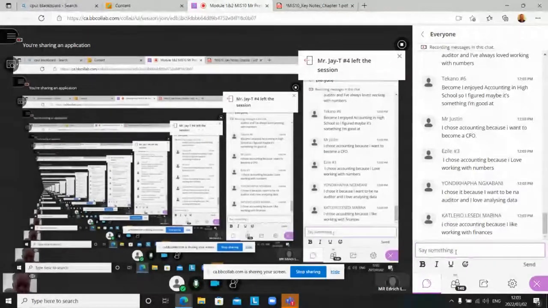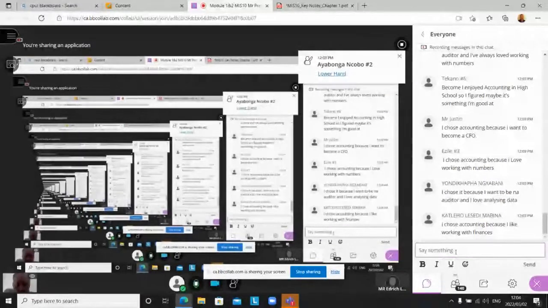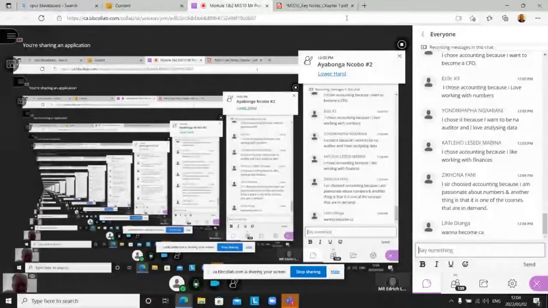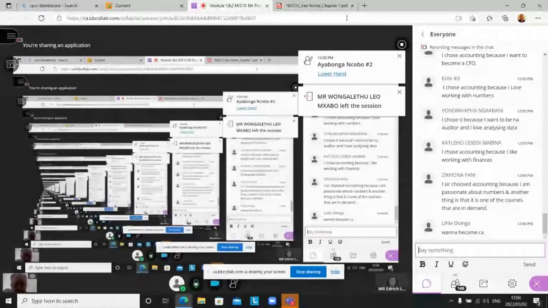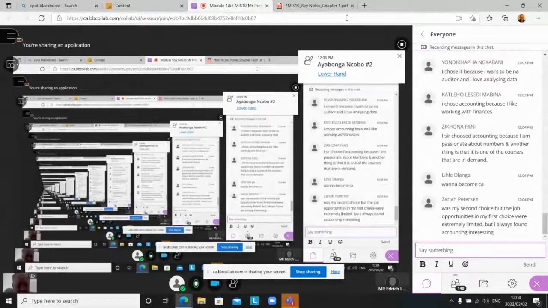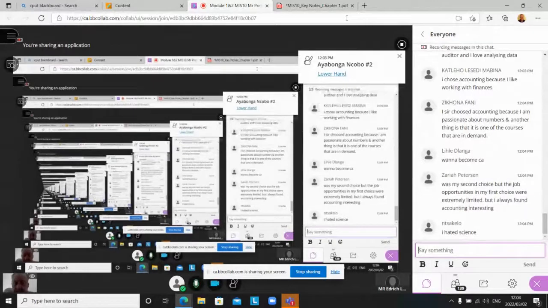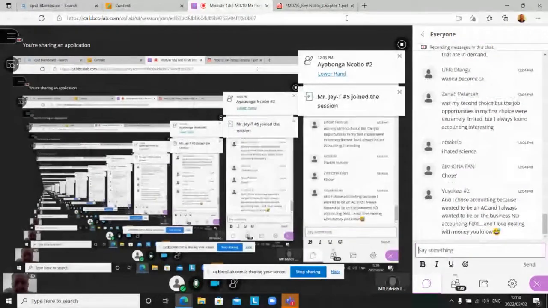I love analyzing data. Nice one as well. Chief Finance is good. Guys, I hope you all become CAs. It's very well paid. Accountant, big money students, and we're looking at entry of about 80 to 90,000 a month. But it's work. You need to work hard. 90,000 a month. I can live with that.